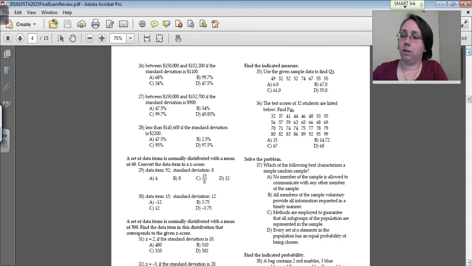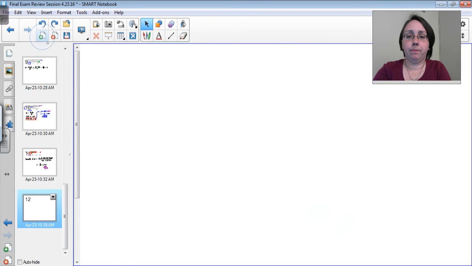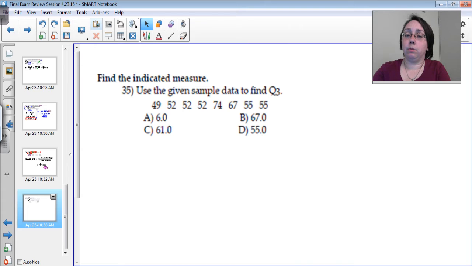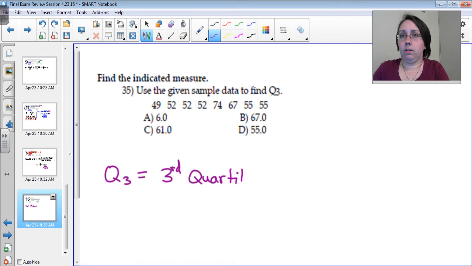Okay. Anybody remember what Q3 means? Something like quadrant. Close. Quartile. Quartile. It says third quartile. It's like a box and you split it into parts. Mm-hmm. Maybe.